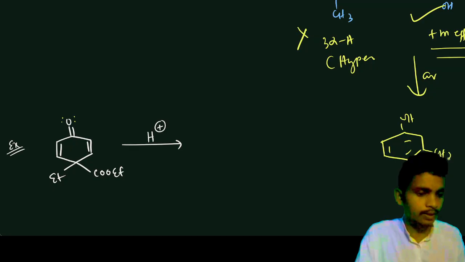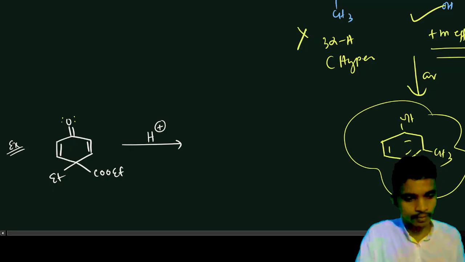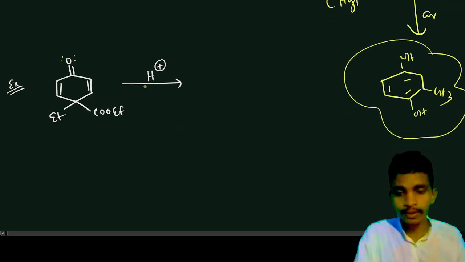This is C3 and this is the OH. This is the final product for this. Likewise, we will solve the questions related to the dienone phenol rearrangements. In this way also, the same things we can solve here.